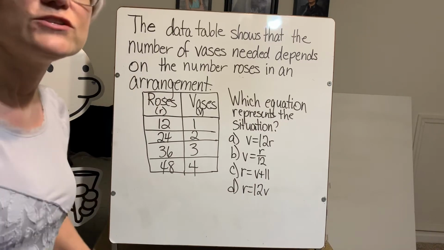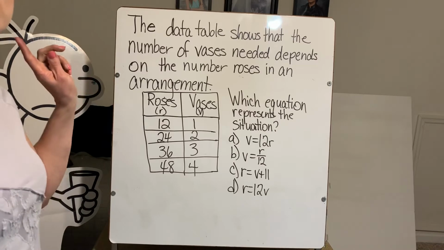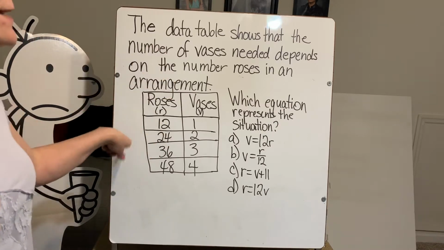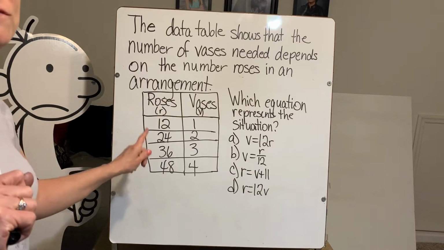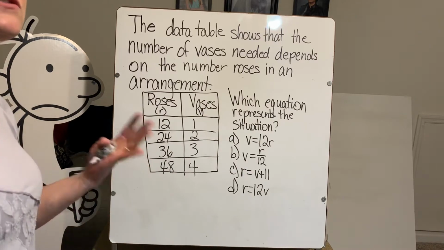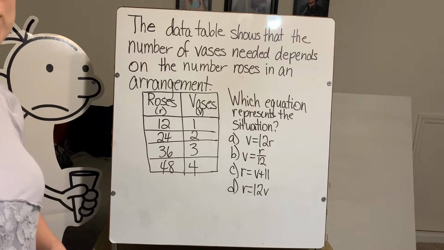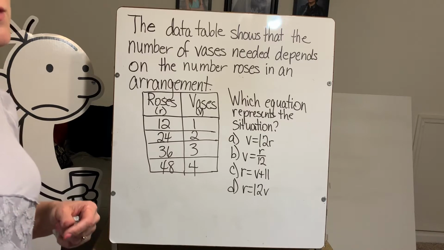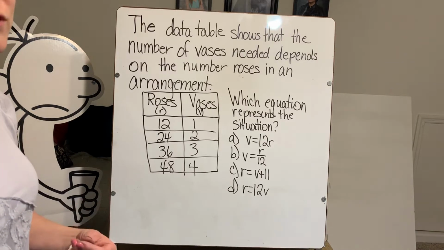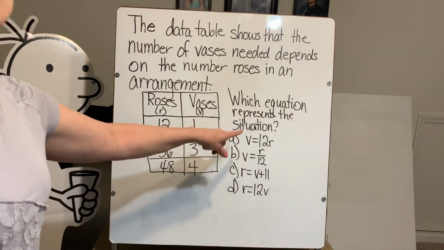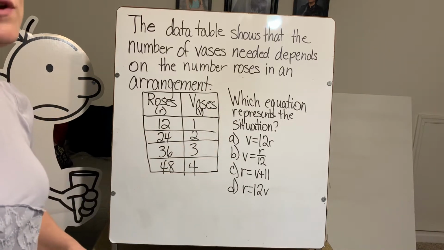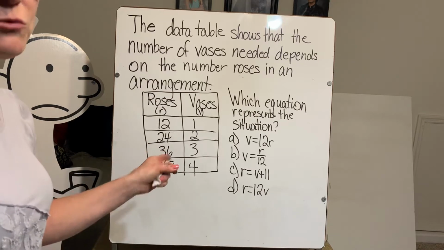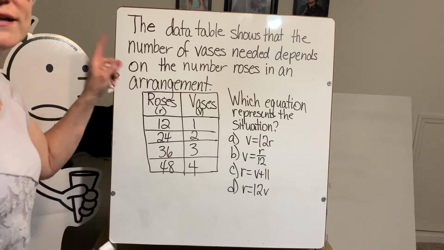Hello everybody. So today we're going to look at a data table and match the equation that matches the information from the data table. Now this also can draw on the information that we learned about whether a statement is true or false. Some of these will be false, and we need to pick out the one that is true that matches the data table. All right, so let's go ahead and get to it.